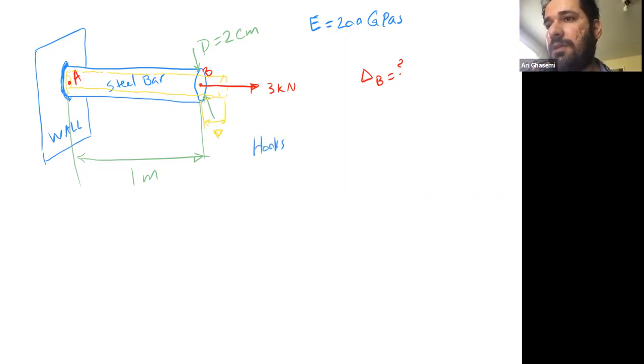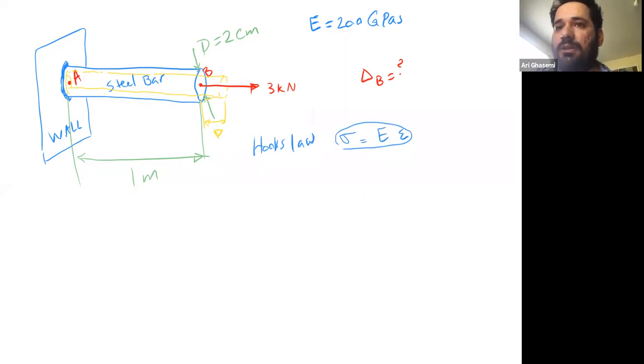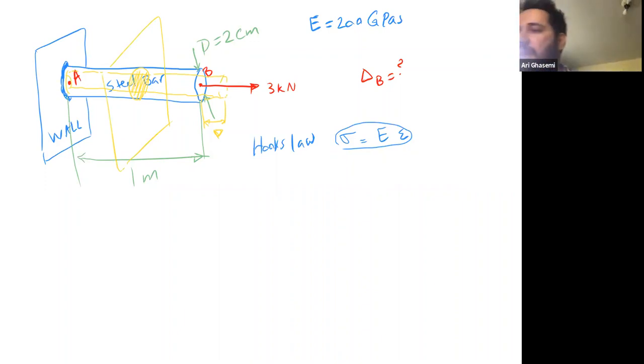Hooke's, oh, we already studied that. So sigma is equal to E epsilon, right? So that means if you find sigma at any point, like any section, let's say you cut it here, and this is my section, and if you find sigma there, you can just substitute values here and find the displacement. But don't forget that this relation is only for a part that has constant cross section.